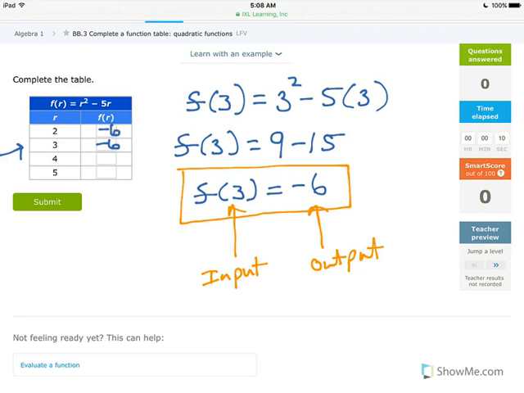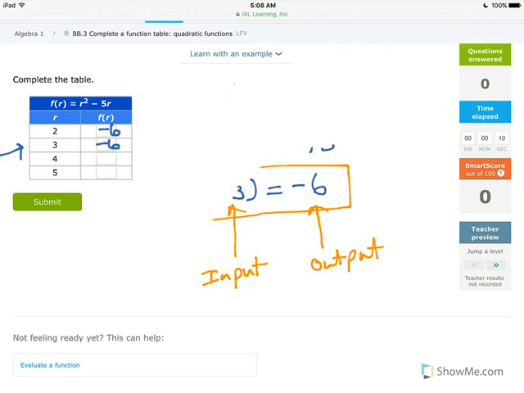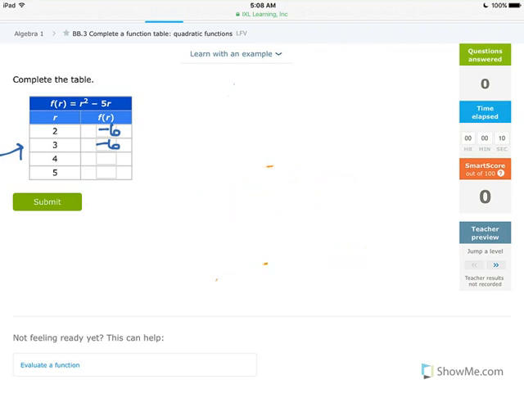And we had negative 6 from the last one. It is okay to get the same output. So you can get the same output if you have a different input for some functions. And let's do the next input. So the next one is going to be 4. So we'll say f of an input of 4 is equal to 4 squared minus 5 times 4.